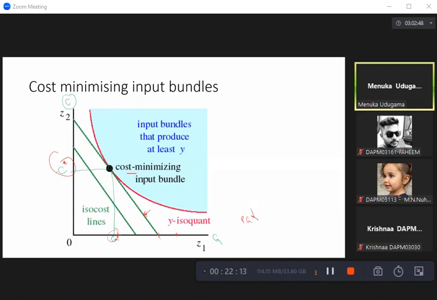So why cost minimizing? Because to maximize profit, you would want to maximize revenue and minimize cost. And since we are talking about inputs, we are looking at cost minimizing input bundles.